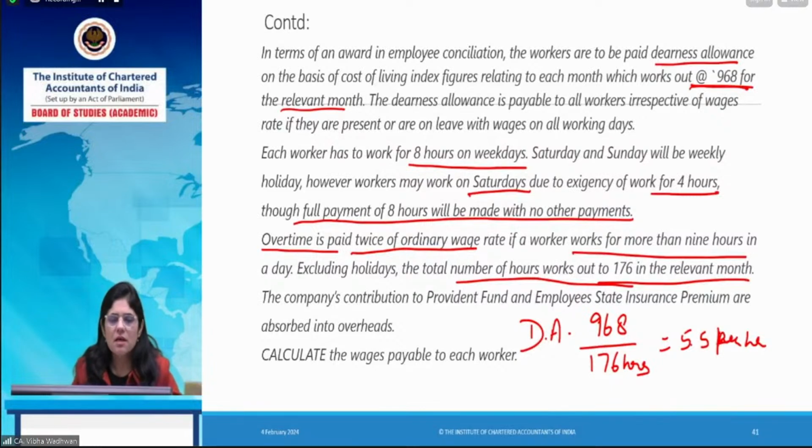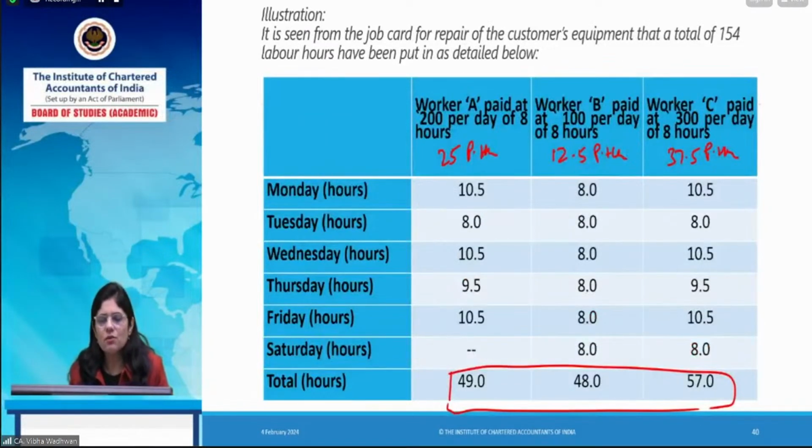So exactly, the question is we have to calculate the total wages including the overtime, and overtime is paid at twice the wage rate. All right. So let us go back to this.